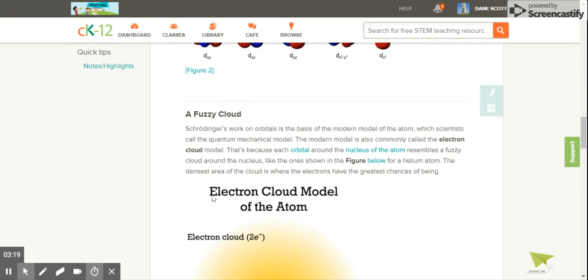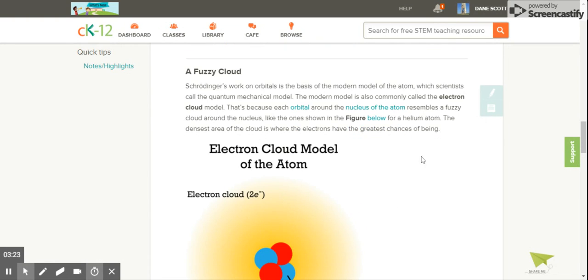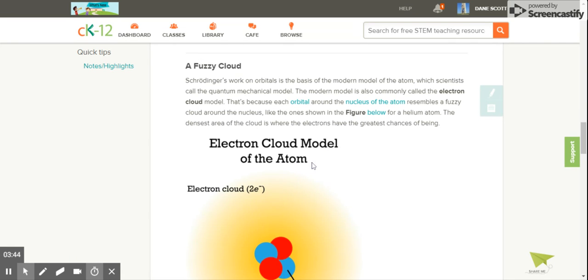A fuzzy cloud. Schrödinger's work on orbitals is the basis of the modern model of the atom, which scientists call the quantum mechanical model. The modern model is also commonly called the electron cloud model. That's because each orbital around the nucleus of the atom resembles a fuzzy cloud around the nucleus, like the ones shown in the figure below for a helium atom. The densest area of the cloud is where the electrons have the greatest chances of being.